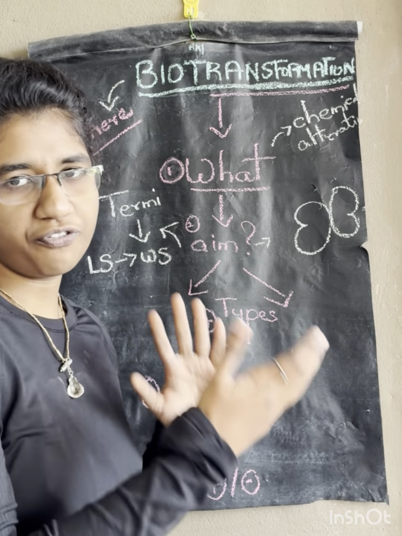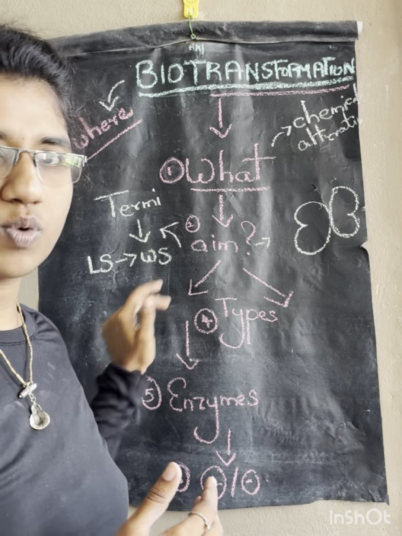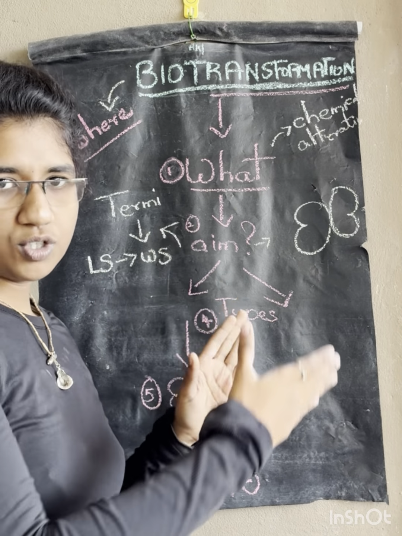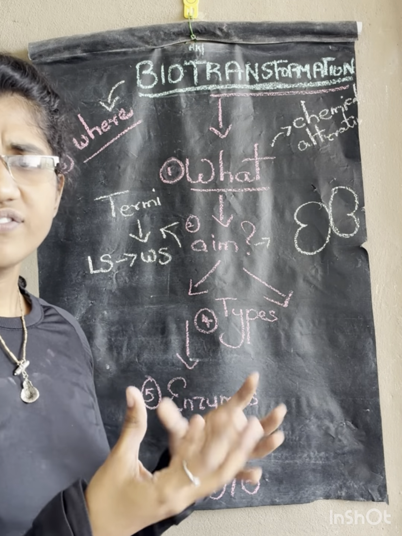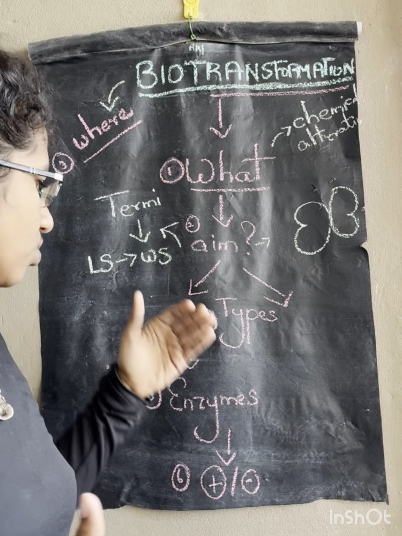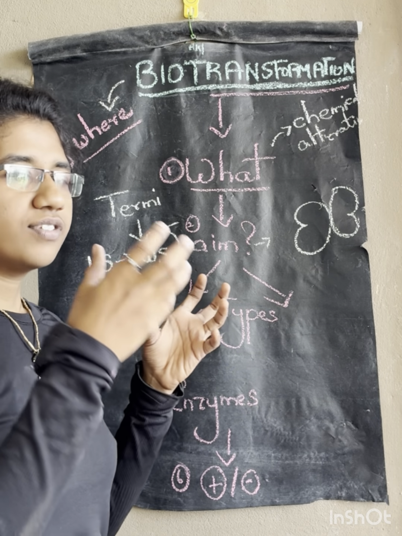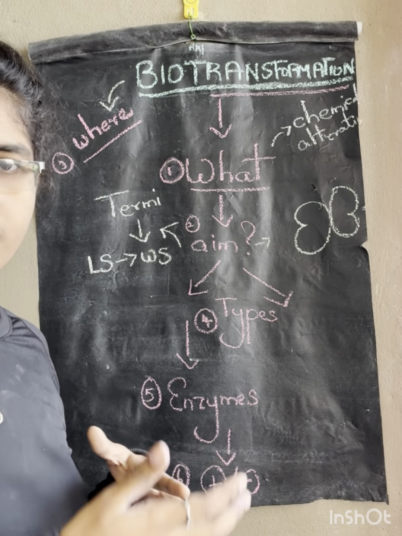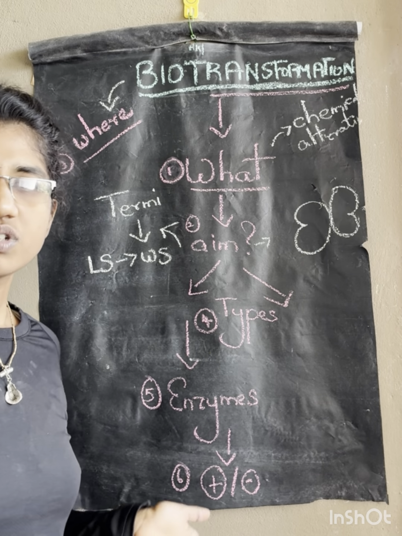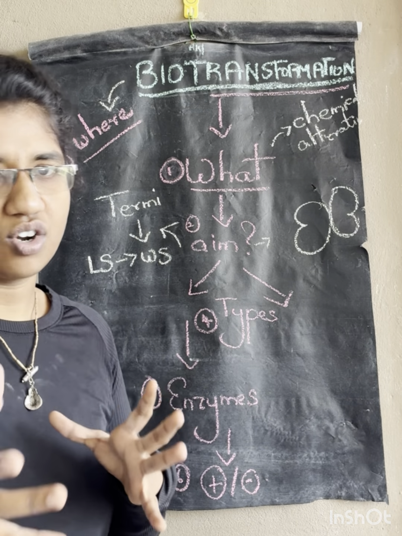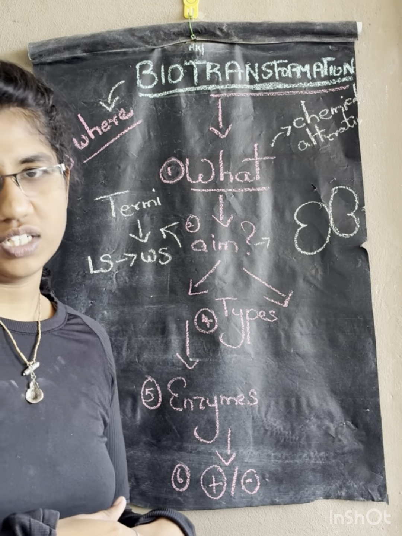There are two types of reactions that take place under this, phase 1 and phase 2. For biotransformation to occur, we need enzymes, so we'll see that under the topic enzymes. After knowing about the enzymes which perform that function, we have to see about the enzyme inducers and inhibitors, the regulation, how it is regulated, and we'll come to the end of the topic.